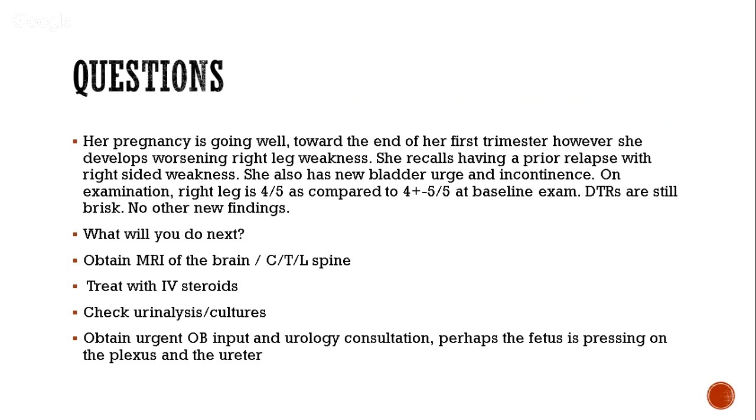Obtain the MRI of the brain. Like a pan MRI. Remember, she's still pregnant. Okay. Treat with IV steroids, check the urine culture, or obtain urgent OB input and urology consult. Perhaps the fetus is causing leg weakness and bladder urge.